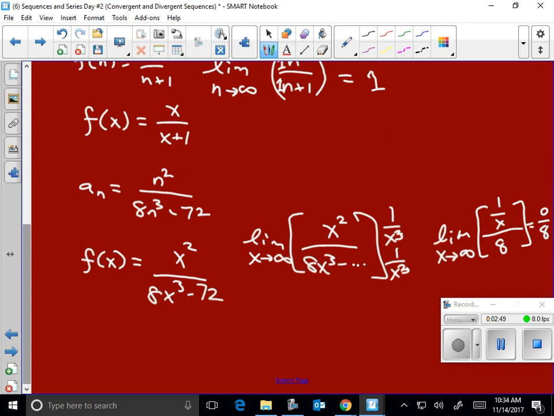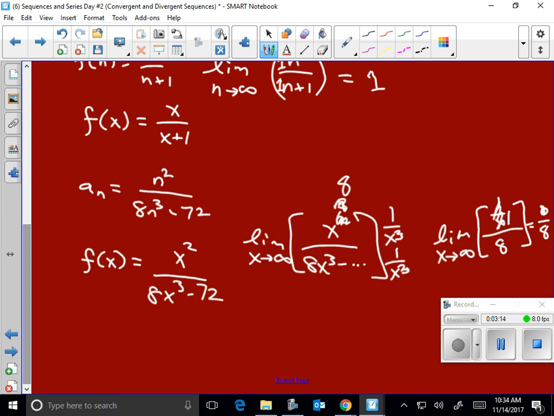What would happen if the numerator's power was 3? I'd get 1/8, right? Because then this would be 1, and I get 1/8. What if the numerator's power was an 8? Well, then I'd have a problem, right? The numerator will grow quicker than the denominator, it'll take off to infinity, and there would be no limit. So that would be a divergent sequence.